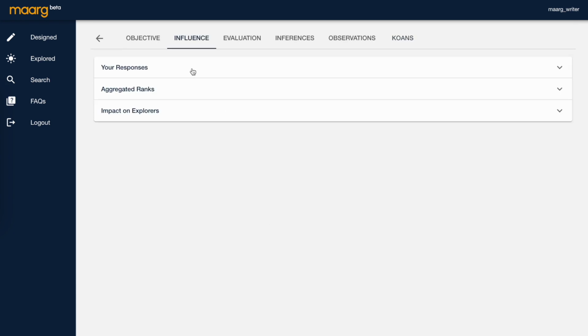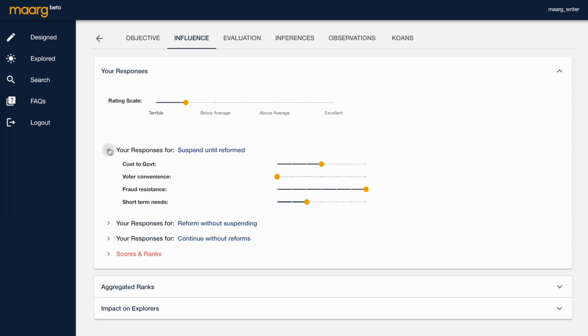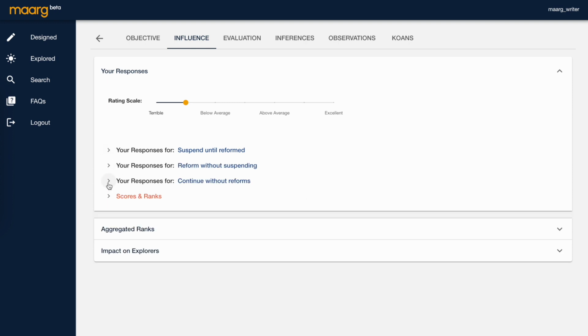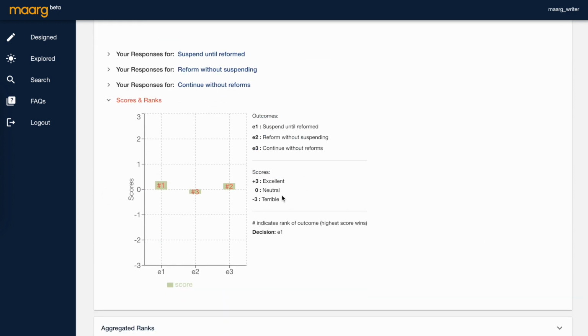If we shift to the influence tab, as a writer, you can see your original responses that you entered while writing or designing the Maarg. You can also see your own decisions as to which option was the winner. In this case, the option E1, which is suspend until reformed, was your decision, and it looks like it was a close fight between these three options. Since the numbers are not extremely high or extremely low, it means that you are not so sure. But given the low rankings, eventually this option is the winner.